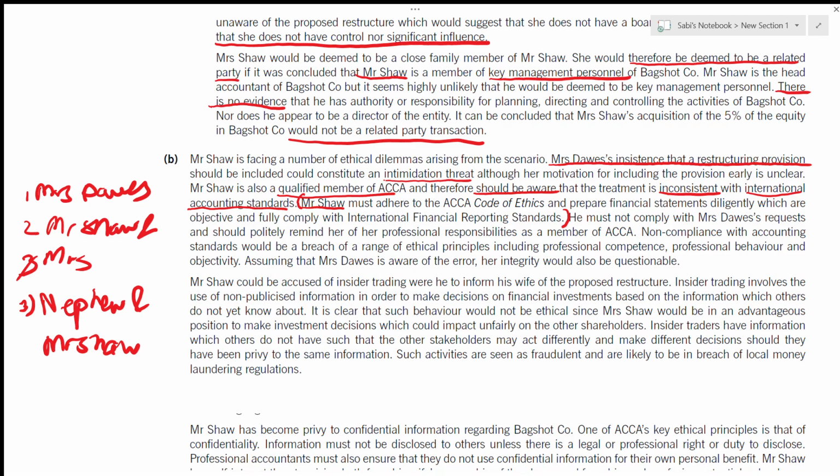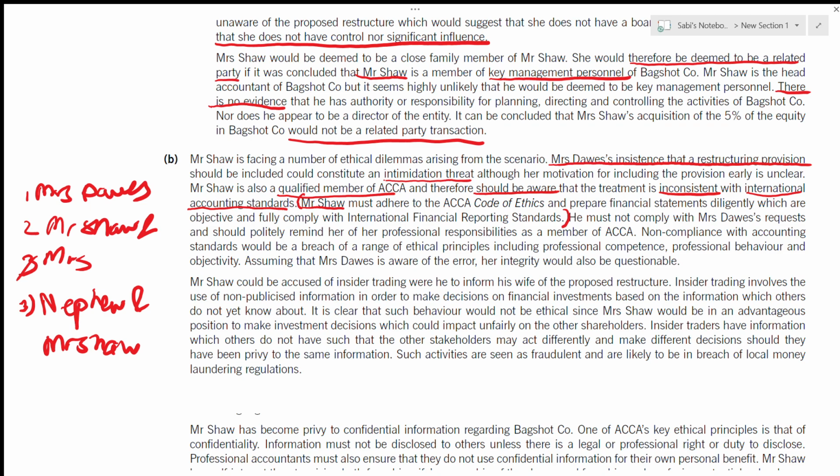You cannot say be rude to her. You cannot say that Mr. Shaw should throw tantrums to Mrs. Davis saying, "I will leave the company. I will complain about you if you do this." You cannot. They are saying politely, remind politely, right? Politely remind her of her professional responsibilities as a member of ACCA.